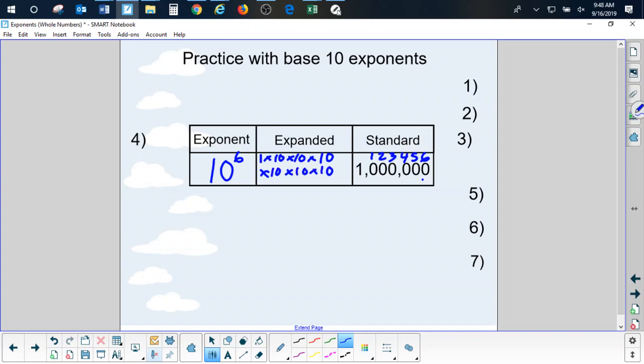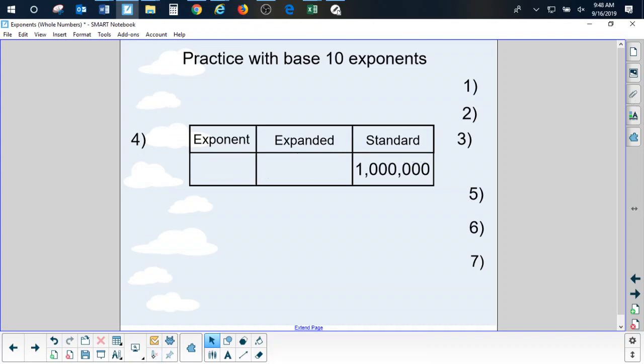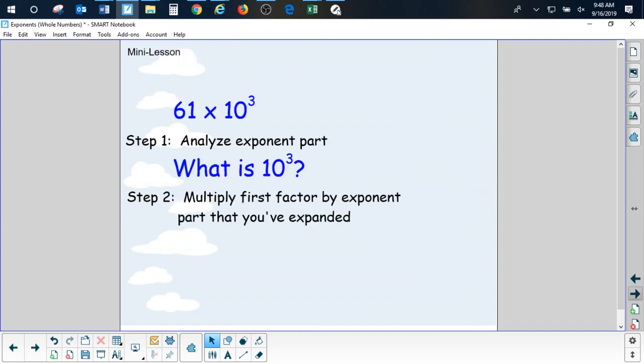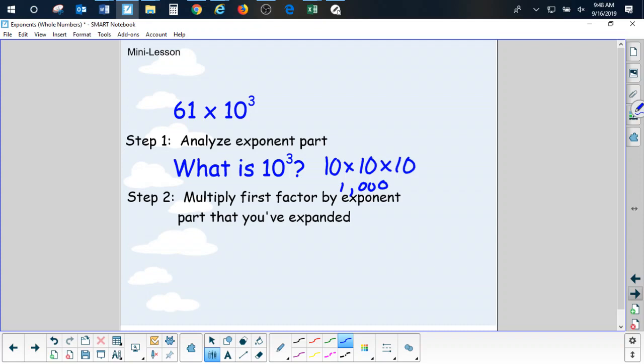So this is the basic getting into power of tens, understanding what the exponent form is, what the expanded form is, and what the standard form is. Once we start getting the hang of that, we start getting into multiplication and division. So it helps to understand what 10 to the third power is, because we get a problem like 61 times 10 to the third. Now I know that 10 to the third is really 10 times 10 times 10, or I could write that as 1,000.